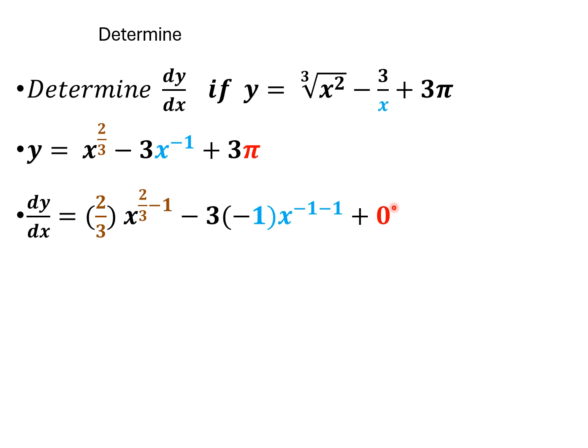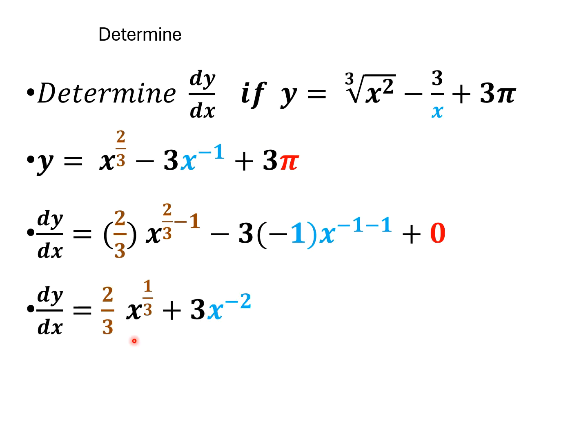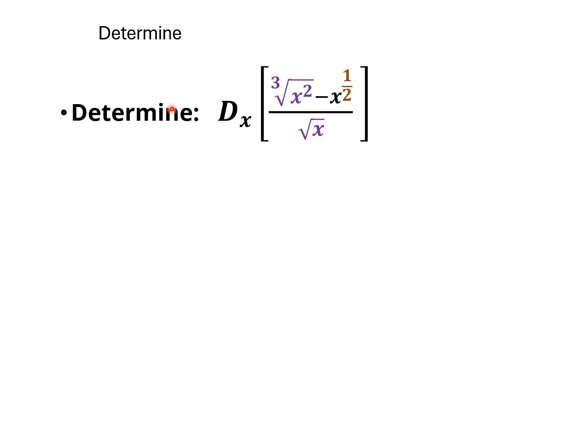So if we simplify, 2 over 3 x, 2 over 3 minus 1 gives me minus 1 over 3. Minus 1 gives me 0, and x to the power 0 is 1, so that falls away. So this answer simply stays plus 3. So we have 2 over 3 x to the negative 1 over 3 plus 3x to the negative 2. Right, let's look at the next problem.